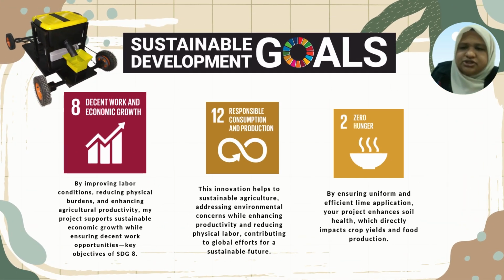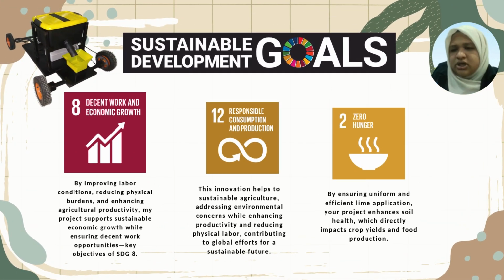In regards to SDG, our innovation covers three. Number 8 is decent work and economic growth. With this, decent work for the farmers and sustainable for their agriculture business. Secondly is responsible consumption and production. By properly examining the soil pH levels, we can conclude that there will be better crops and growth yields from it.